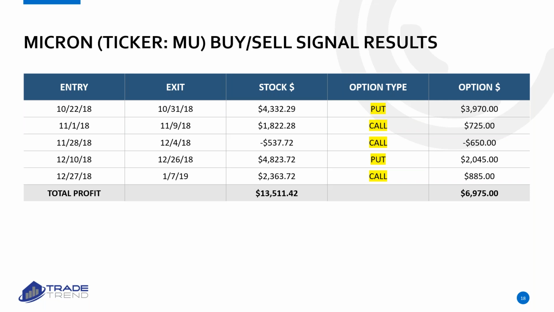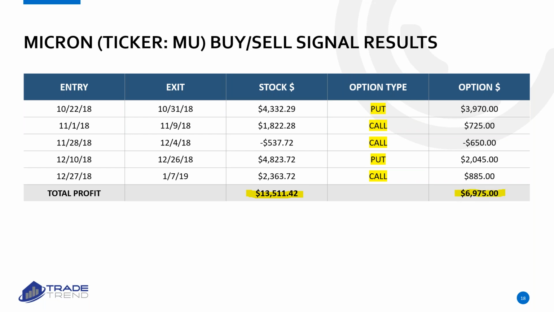So then this again are a group of 5 consecutive trades. I wanted to share these real quick because this is also on Micron, ticker MU. These occurred during that really rough period in the market last year from October to December. So we had one little loser in there, but if you had just traded the stock, over $13,000 in profit on 1,000 shares before commissions and fees.